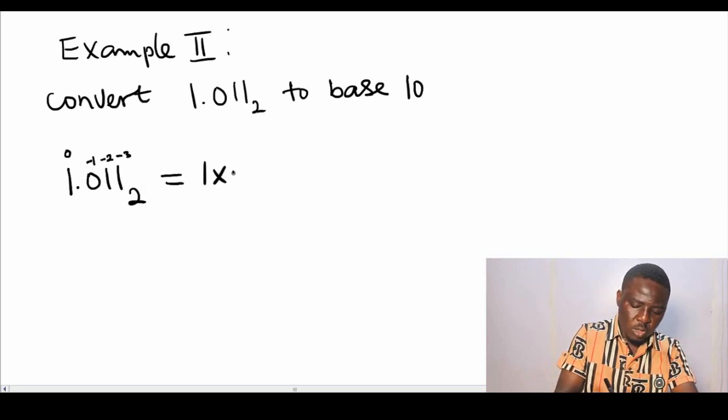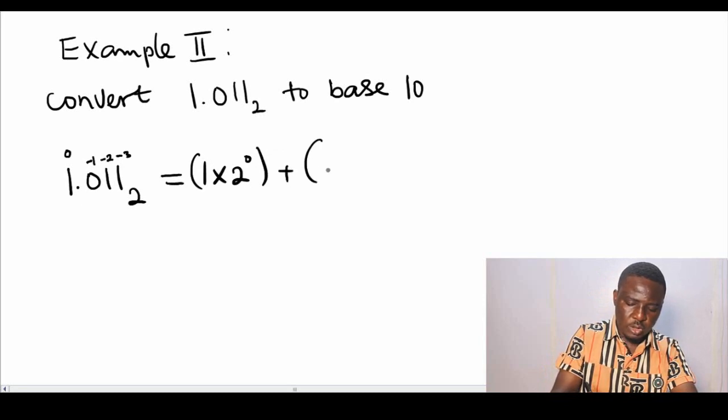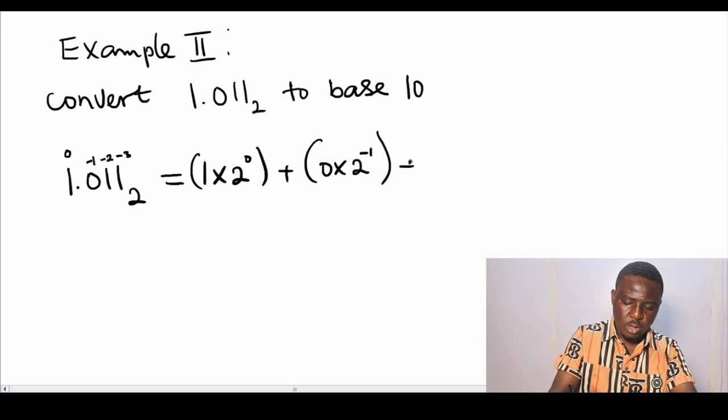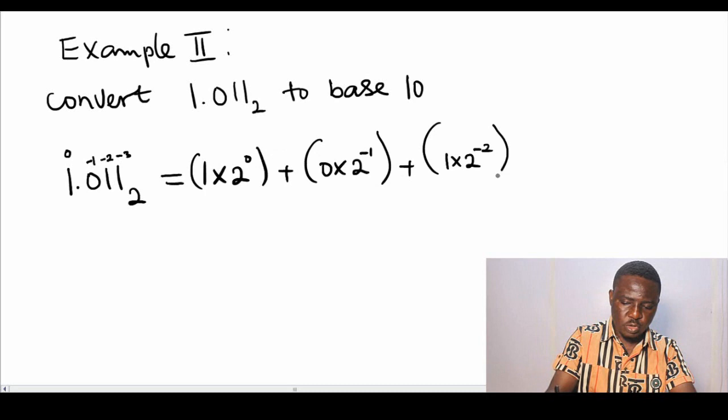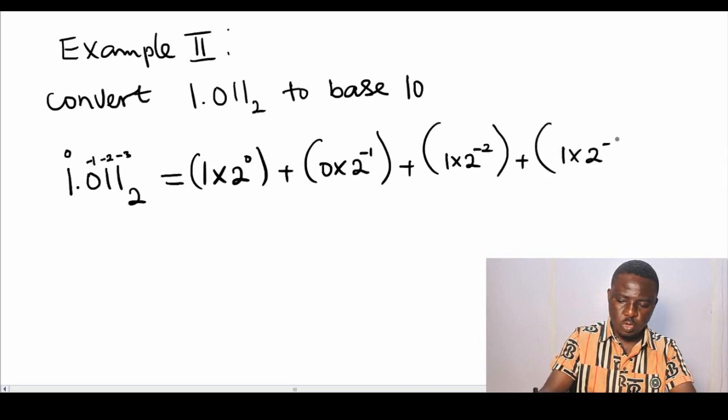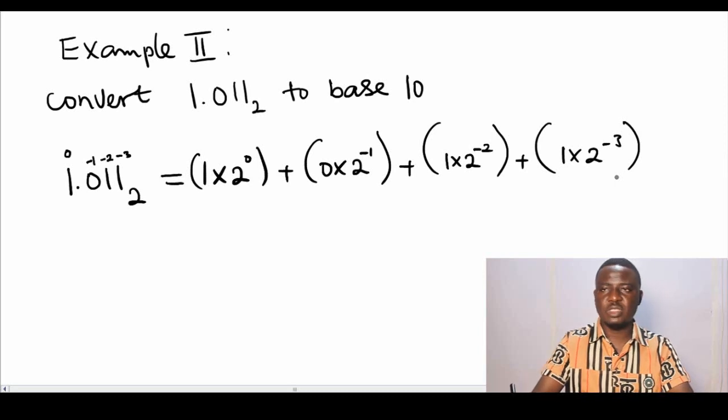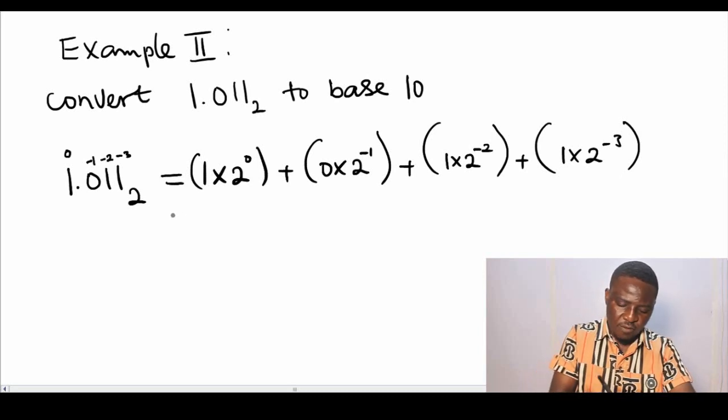This becomes 1 times 2 raised to the power of 0, plus 0 times 2 raised to the power of minus 1, plus 1 times 2 raised to the power of minus 2, plus 1 times 2 raised to the power of minus 3. We'll simplify further.